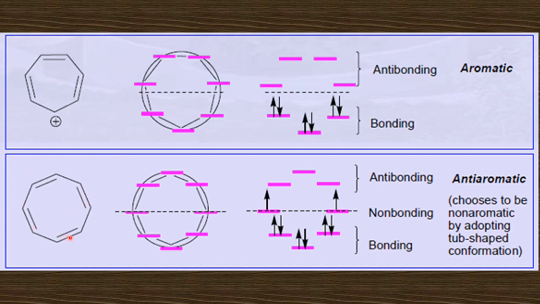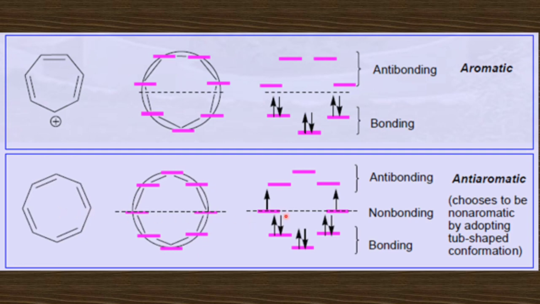cyclooctatetraene. This has 4 pi bonds which are made with 8 p orbitals. All these 8 p orbitals can interact with each other to make 8 pi molecular orbitals. Now we shall apply the Frost procedure for this system. Draw a circle, place the structure inside in such a way that one of its corners is touching the bottom. At the same time, all other ring atoms are also touching the circle.